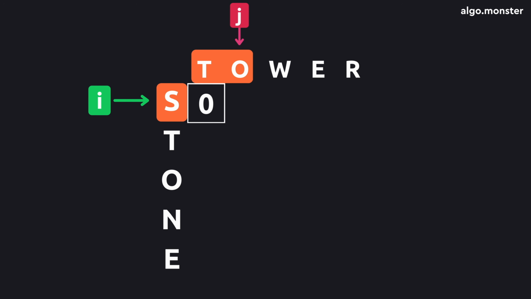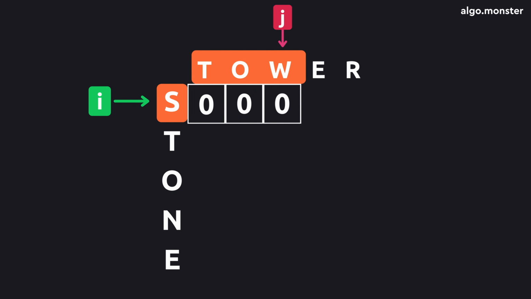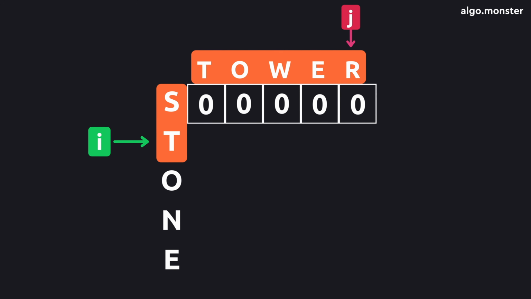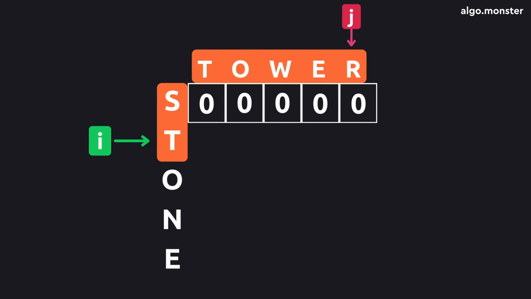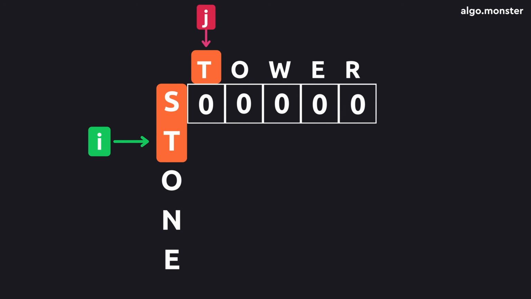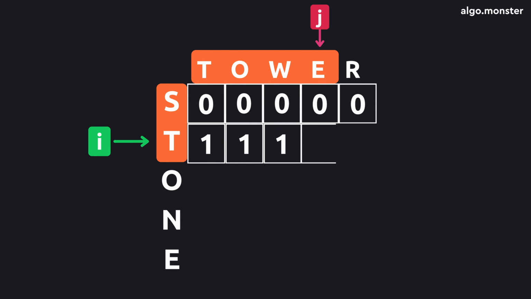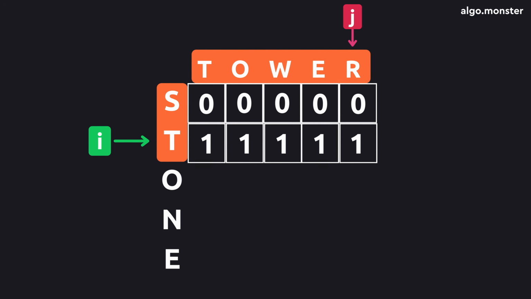Next, j equals 2, and we compare s and to. There is no s there, so the answer is still 0. And as we go further, s doesn't appear anywhere in the second string, so we just keep putting zeros. Now i equals 2, and we take st from the first string. We compare st and t. There is a common t, so the answer is 1. Then we compare st and to. The only common letter is still t, so the answer stays 1. And for all the other variants, only t matches in st, so we put 1 everywhere.